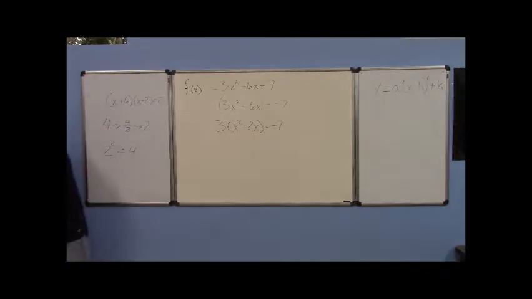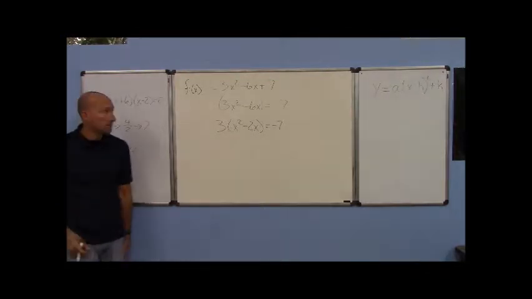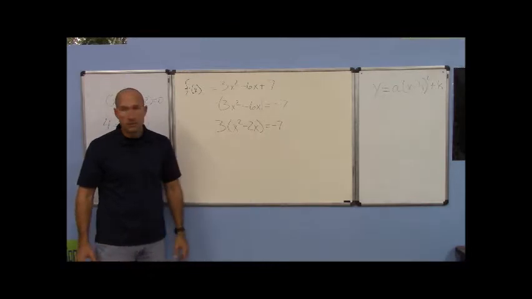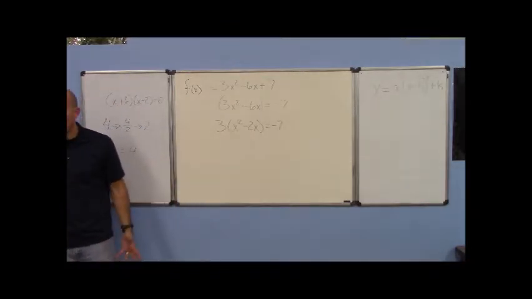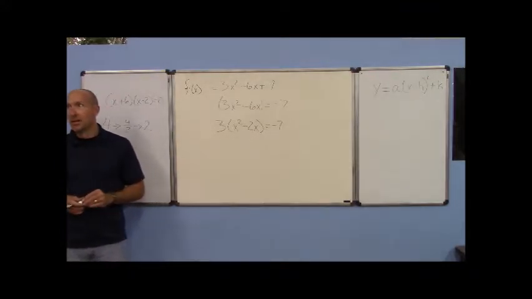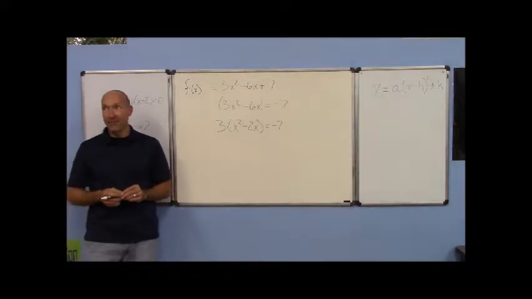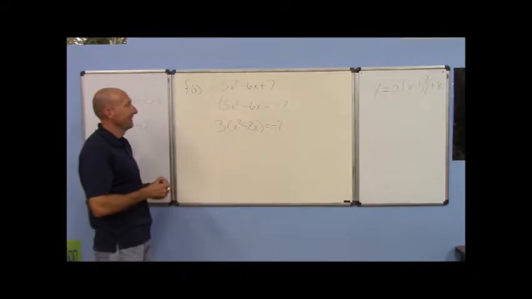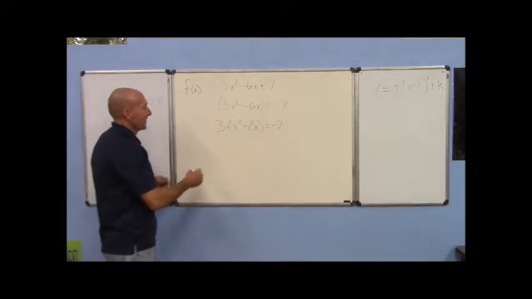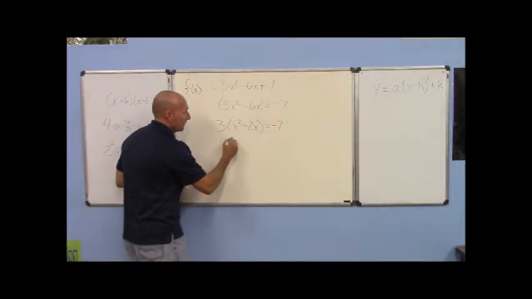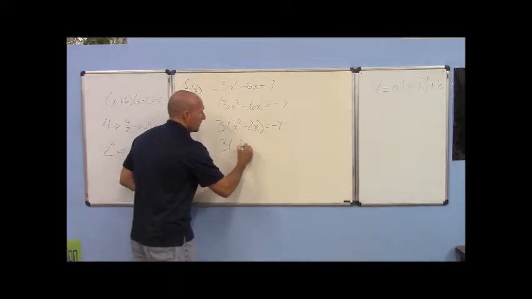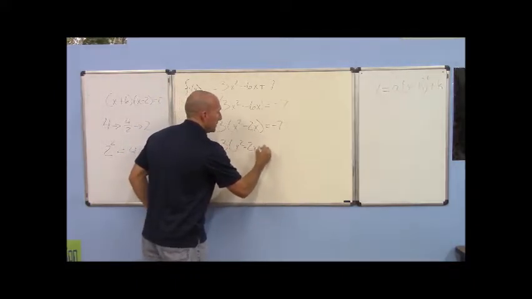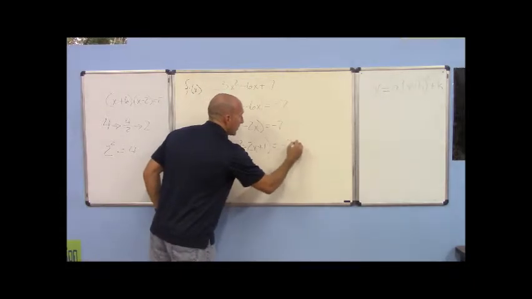Alright, now we can go through and complete our square from here. What is half of 2? 1. And what's 1 squared? 1. Very good. So we'll keep the 3. We'll have x squared minus 2x plus 1 equals minus 7 plus 1.